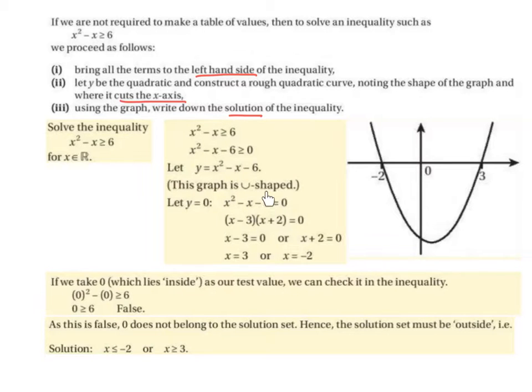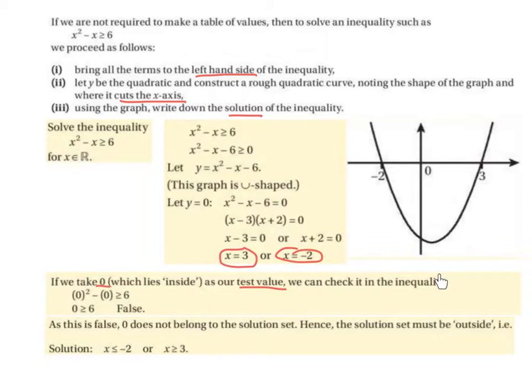So x squared minus x minus 6 will factorize to give x minus 3 times x plus 2, which is equal to 0. So x minus 3 is equal to 0, so x is equal to 3. And x plus 2 is equal to 0, so x is equal to minus 2. So we can construct a rough graph. Here's our y-axis, here's our x-axis. We want to mark out minus 2 and 3 and draw a U-shaped graph that cuts through minus 2 and 3 on the x-axis. So if we take 0, which lies inside, as our test value, we can check it in the inequality.